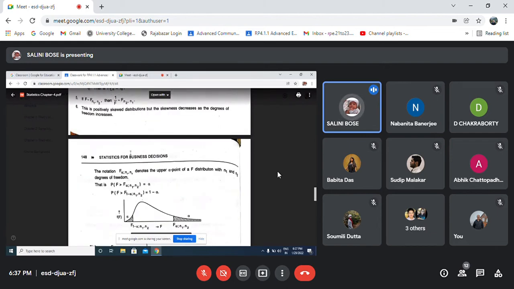In the F distribution you can see it is positively skewed. That is why it is written that this is a positively skewed distribution, but the skewness decreases as the degrees of freedom increase. When the degrees of freedom increase, the skewness decreases, meaning the peak will come towards the center. That is why it approaches the normal distribution.